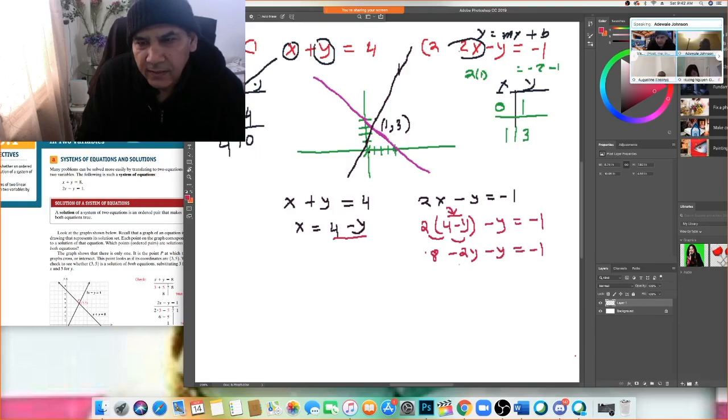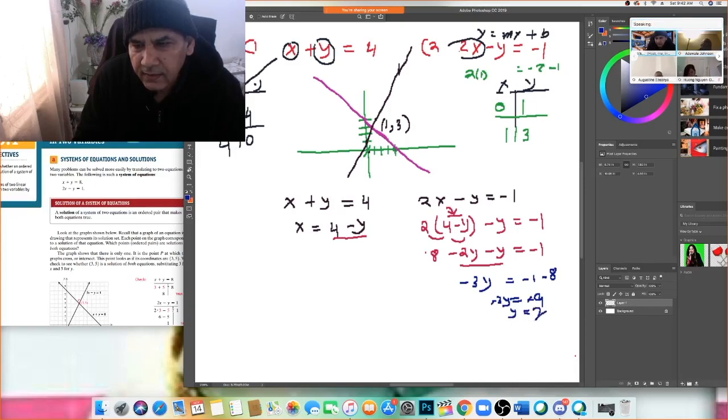Okay, very good. So now variable on one side, constant on the other side, right? So this is minus 3y, and minus 1 minus 8, so negative 9. And this is negative 3y. So y is going to be what? The negatives cancel, so 9 divided by 3, which is 3.